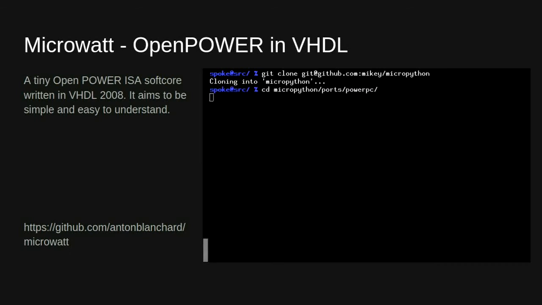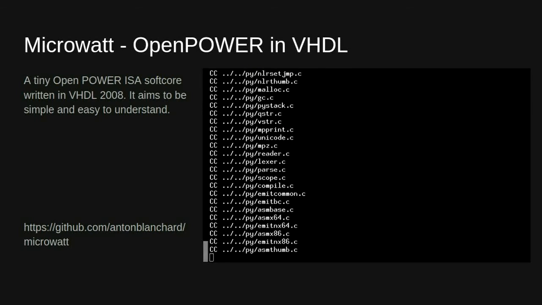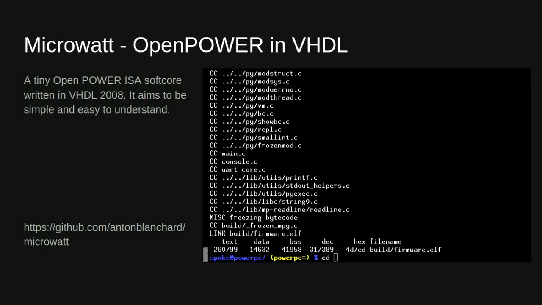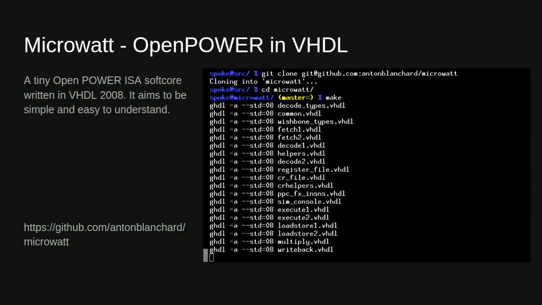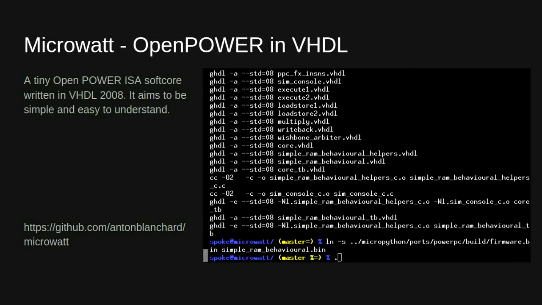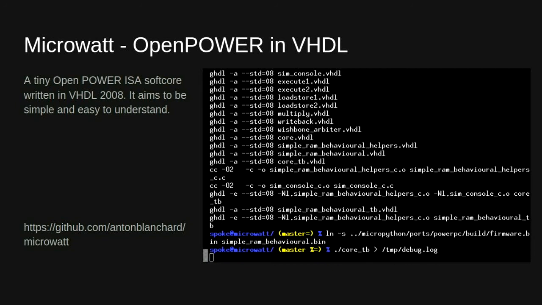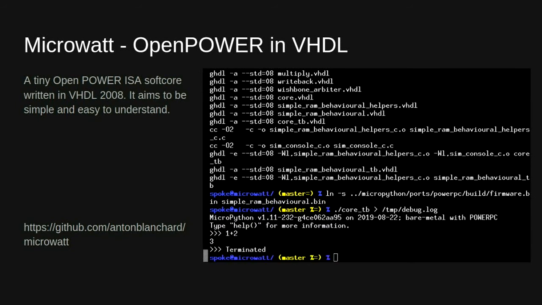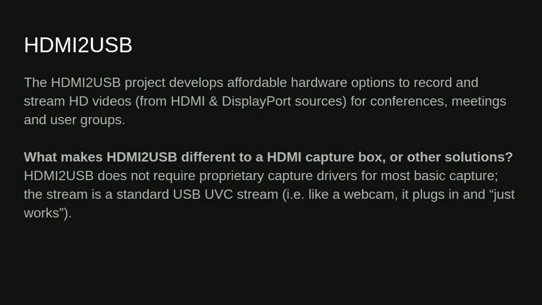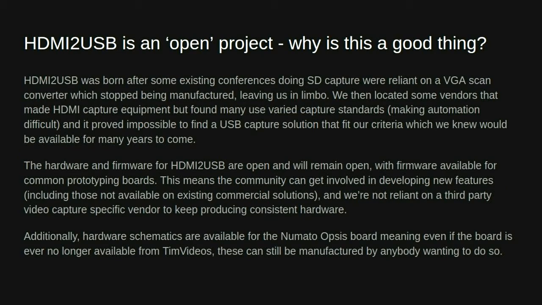Microwatt has already been mentioned a lot today, but this is VHDL. I think this was just the example of compiling something, and I think it's straight off their GitHub. There it is booting up into MicroPython and spitting out some code. HDMI to USB, again, been mentioned a lot today, probably will be mentioned a lot in the next talk.